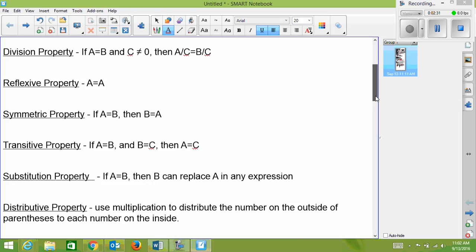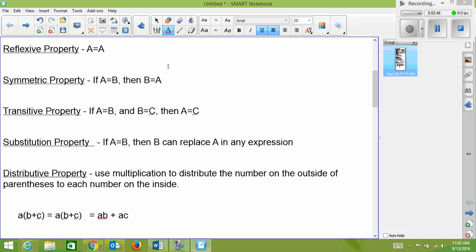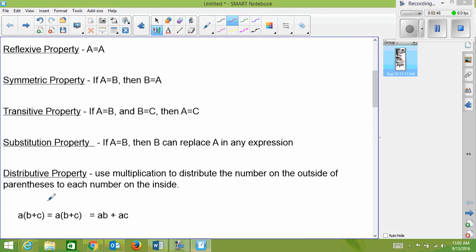Distributive property. We've used this many times in algebra in 7th and 8th grade. You use multiplication to distribute the number on the outside of parentheses to each number on the inside. I have a little example drawn out so that we remember what that actually means. If you have A times the sum of B plus C in parentheses, you take A times B and then go back and take A times C. So your answer would be AB plus AC. How did we know it was a plus there? Because there was a plus here and it was all positives.